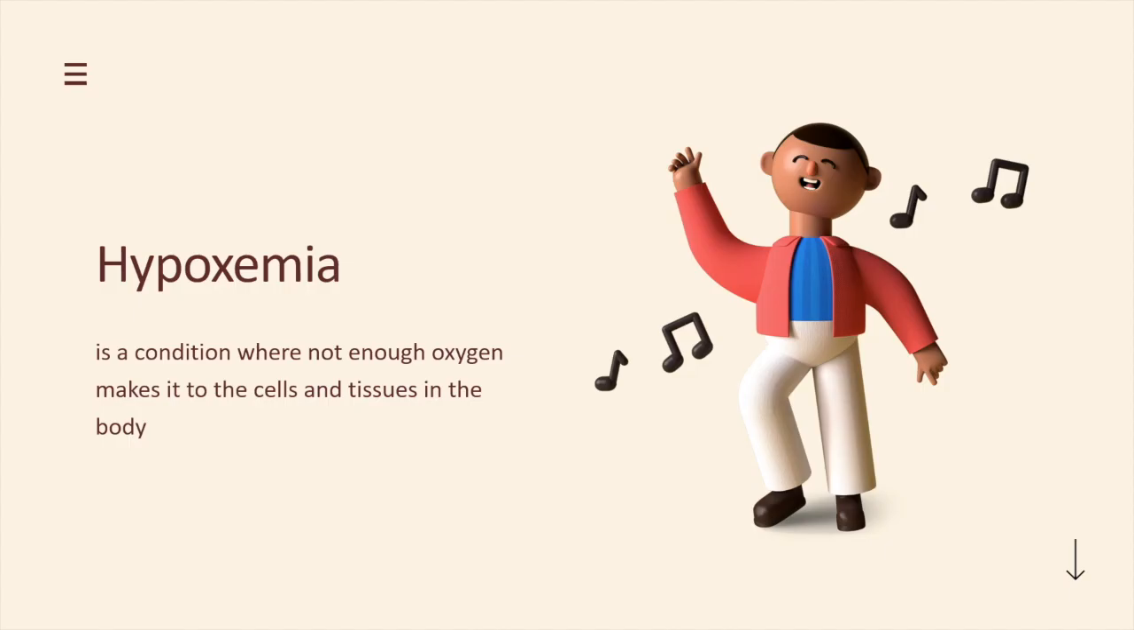Hypoxemia is a condition where not enough oxygen makes it to the cells and tissues in the body. Some of the most common causes of hypoxemia include heart conditions, including heart defects, and lung conditions such as asthma, emphysema, and bronchitis.